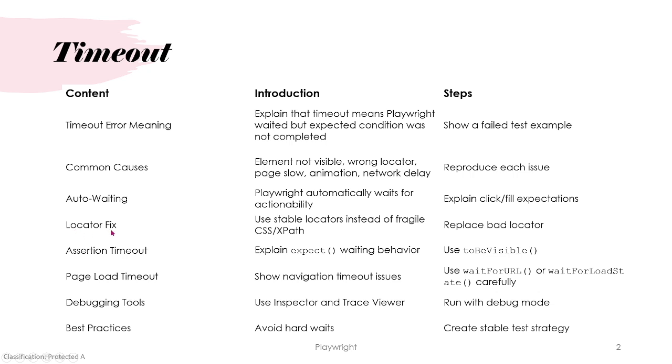Locator fix: use stable locators instead of fragile CSS or XPath, and replace bad locators. For assertion timeouts, explain the waiting behavior and use toBeVisible. For page load timeouts, show a navigation timeout issue. Use waitForURL or waitForLoadState carefully.